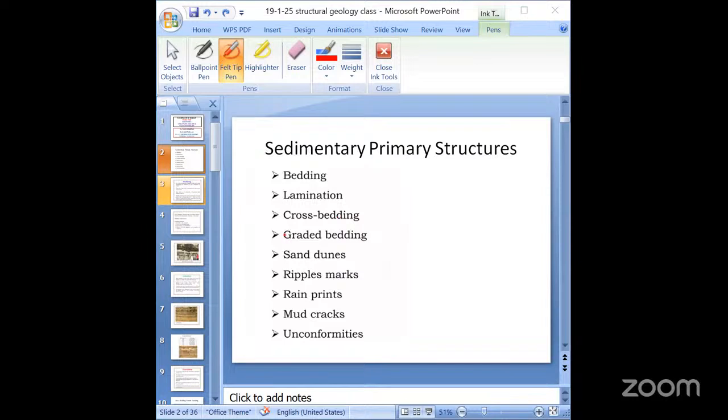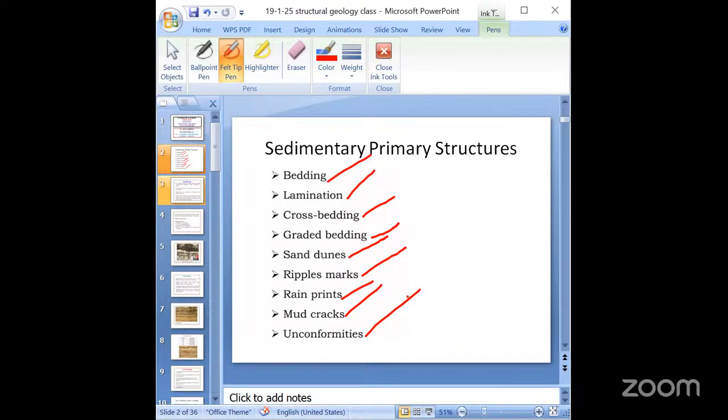Now you see here, the first one is bedding, the second is lamination, the third is cross bedding and graded bedding. The next ones are sand dunes, ripple marks, rain prints or raindrops, mud cracks, and unconformities, right?